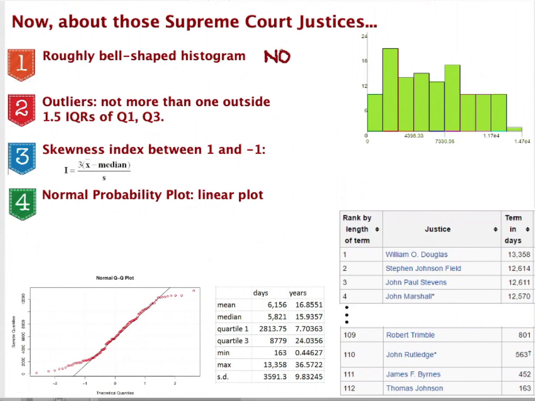Let's try this outliers calculation. Not more than one outlier outside of 1.5 IQRs of Q1 and Q3. I have that data down below. And we could either do it in days or years, it doesn't matter. My histogram was definitely in days because those are some big X values. So quartile 1 is right here and quartile 3 is right here. So first let me calculate the interquartile range.